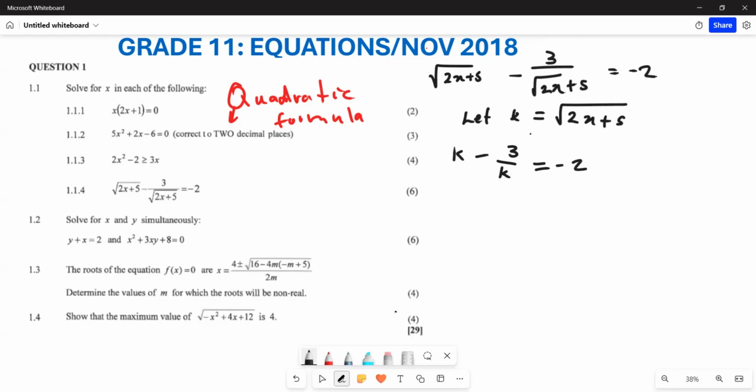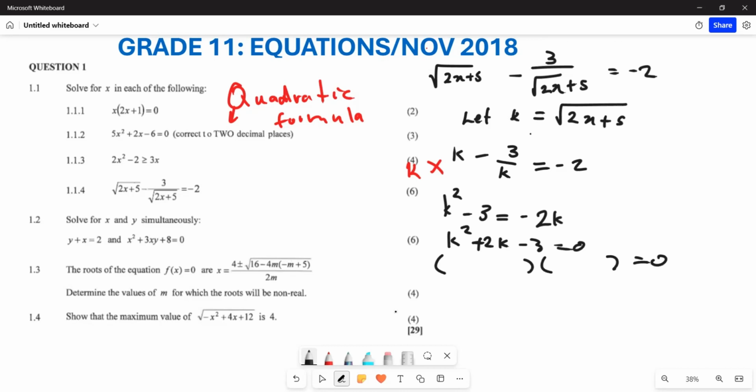Now, when you get rid of this denominator, what is it that you're going to do here? You're going to multiply by k everywhere, which means this is going to be k squared minus 3 is equal to -2k. So this is going to be k squared, and remember, when you take this one this side, it's going to be plus 2k minus 3 is equal to 0. Then you are going to open your two brackets.